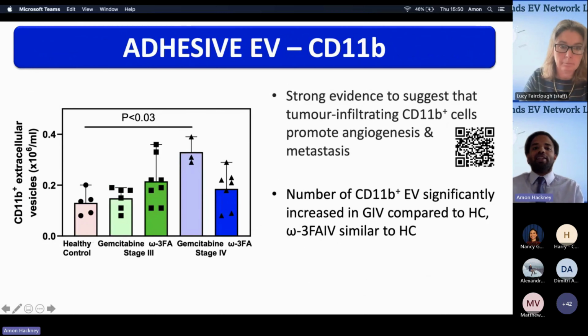Finally, we looked at adhesion molecules on these EVs. So we found that CD11B positive cells promote angiogenesis and metastasis in pancreatic cancer. And here we found that the stage 4 traditional chemotherapy patients had higher CD11B staining than the healthy control. But again, the supplemented patients were not significantly different from the healthy control.